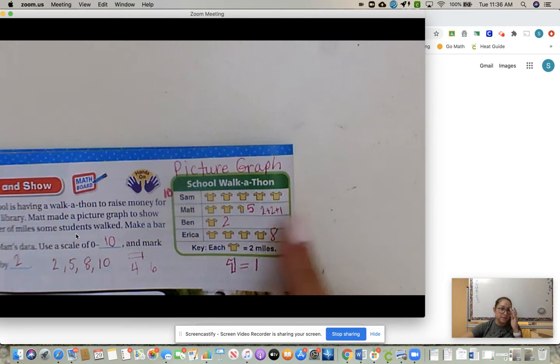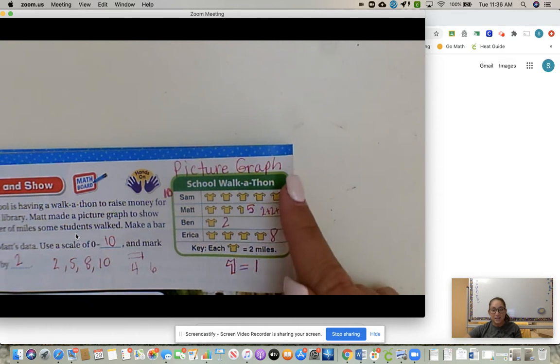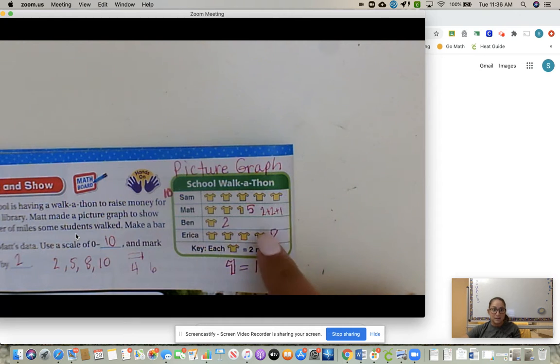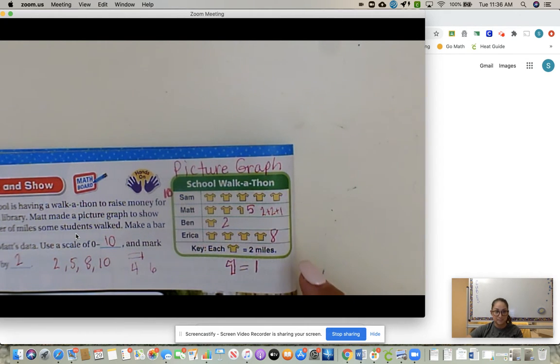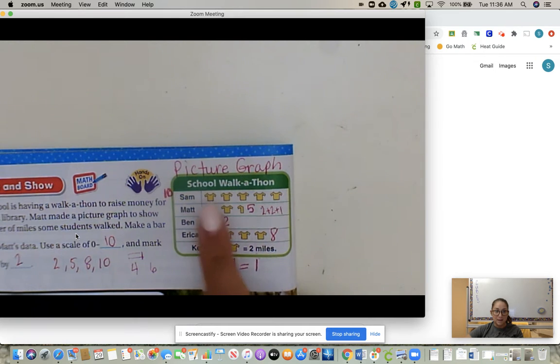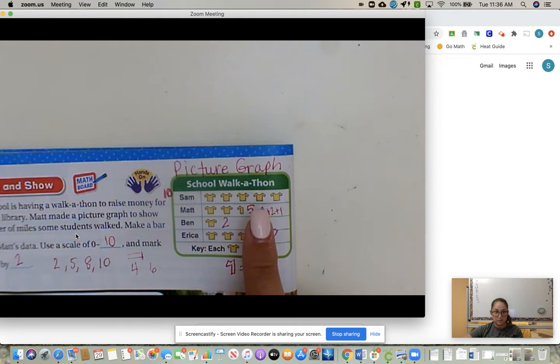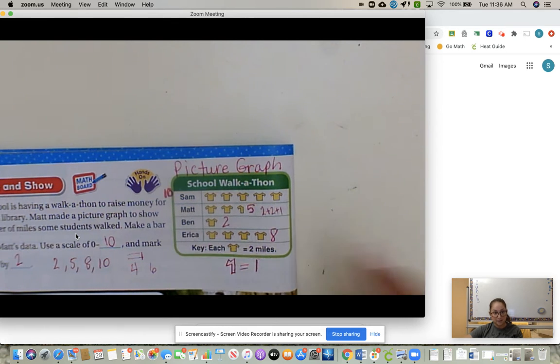Again, when we have a picture graph, I like to label my picture graphs, but I want to decide what turn my pictures into numbers so it's easier. My title is School Walkathon. So I'm like, okay, I know what a school walkathon is. I'm sure Sam, Matt, Ben, and Erica did the walkathon. My key is each t-shirt is 2 miles.